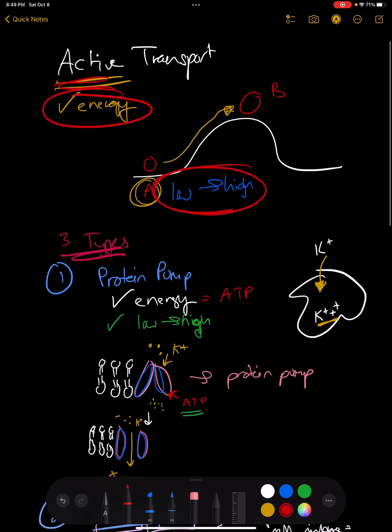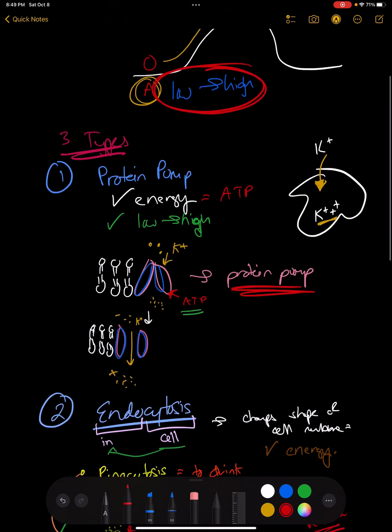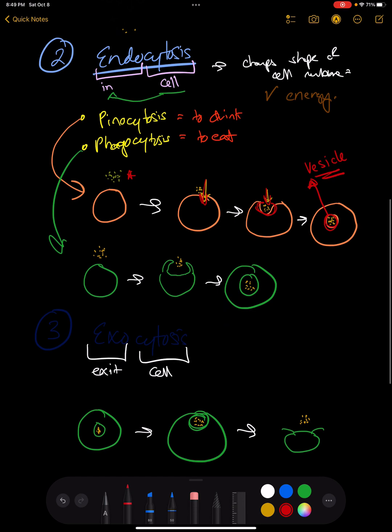So to go back, active transport requires energy. It's always going from low to high. In my three types, I have the protein pump because it requires energy to change shape. And then I have endo and exocytosis because my cell membrane has to change shape to allow masses of things to come in. All right, I hope that helps.